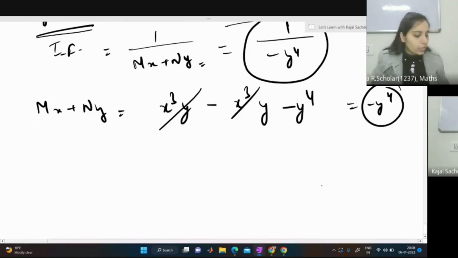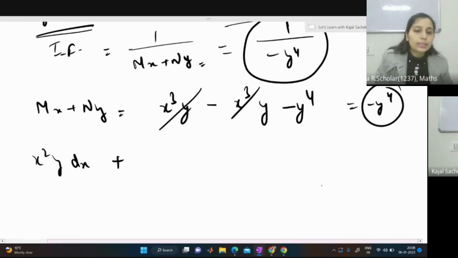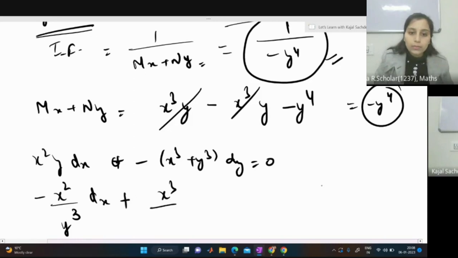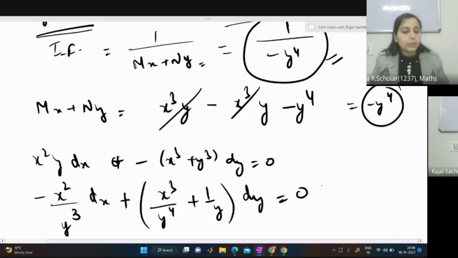So the given equation is x squared y dx plus (minus x cubed plus y cubed) dy equals 0. Multiplying by minus 1 upon y raised to power 4, we get minus x squared by y cubed dx plus (minus 1 upon y raised to power 4 plus 1 upon y) dy equals 0.